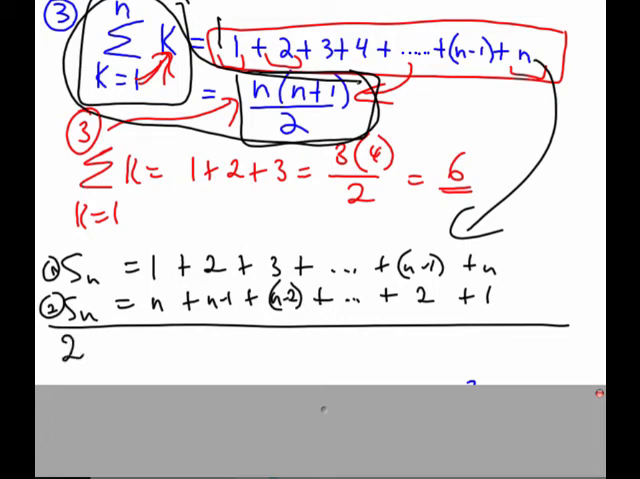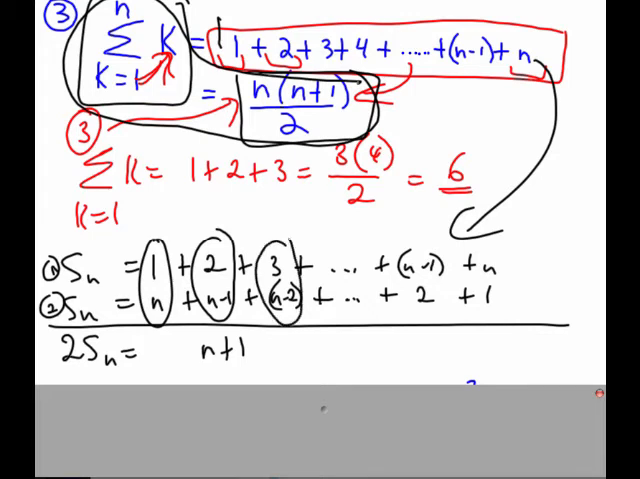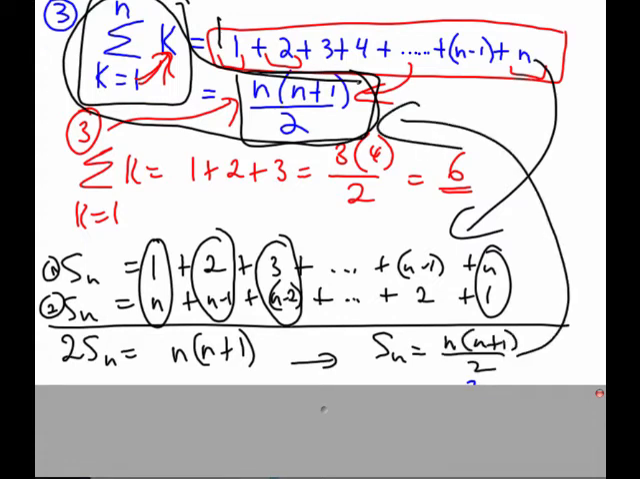Sn plus Sn is 2Sn. Now you'll notice that if I add these, I get n plus 1 every single time. Here's n plus 1. If I add these, n plus 1. If I add these, n plus 1. So I'm getting a sum of n plus 1, how many times? N times. And then if I divide by 2, I can see that the sum indeed is n times n plus 1 divided by 2, which is what my formula was.